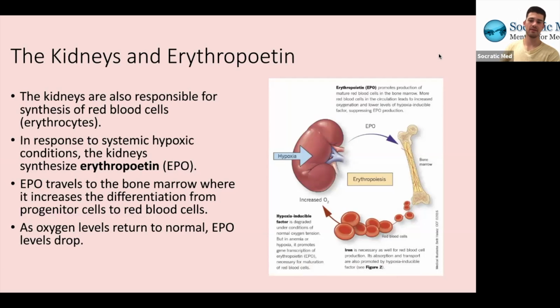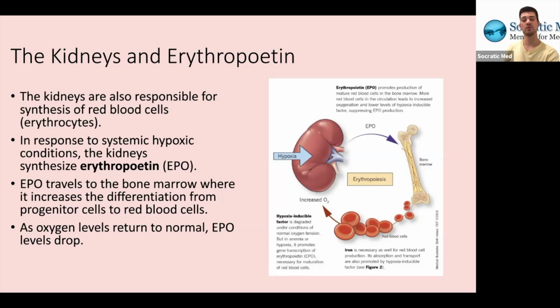All right, and another function of the kidneys worth mentioning is called erythropoiesis. The kidneys are responsible for the synthesis of red blood cells. That process is known as erythropoiesis because red blood cells are also known as erythrocytes. So in response to systemic hypoxic conditions, hypo meaning low, oxic meaning oxygen, the kidneys synthesize erythropoietin. So this is a response to hypoxic conditions.